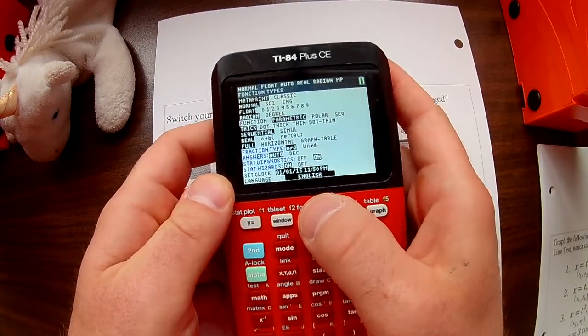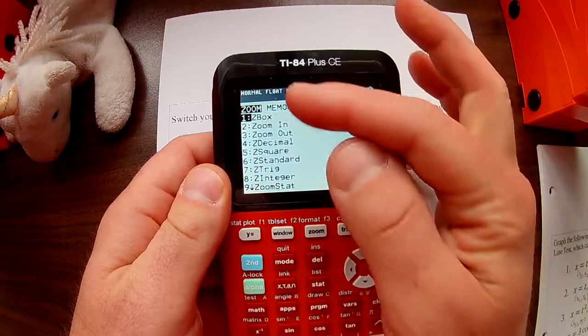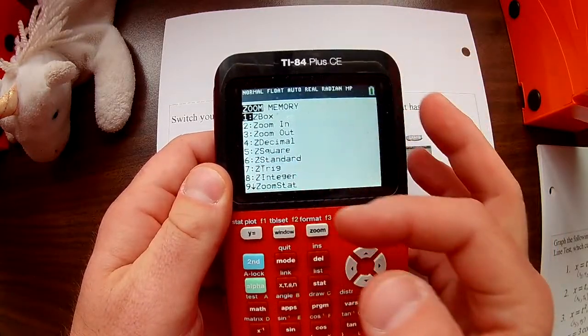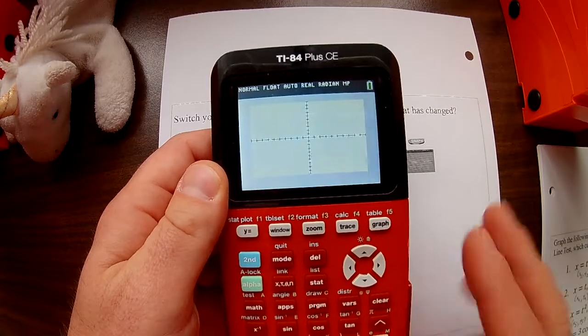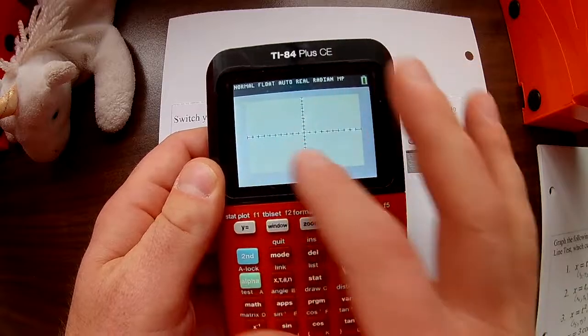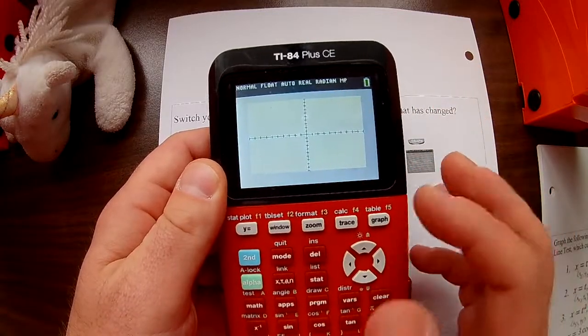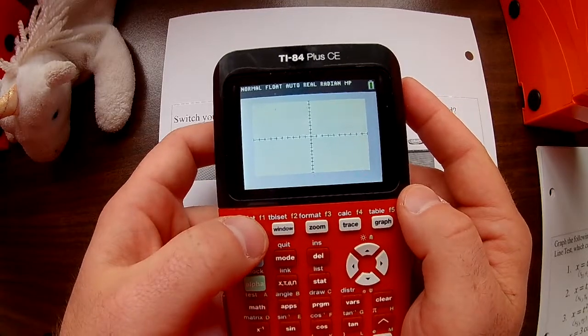Now, to see what happens with all of this, I just want everybody to go to the zoom menu. You will see nothing happens. The zoom menu is exactly the same. Go to zoom standard just so that we can get everything looking exactly the same on all of our calculators. You can see that the graphing window that it pulls up looks exactly the same. The trace looks exactly the same because we don't have anything graphed yet.